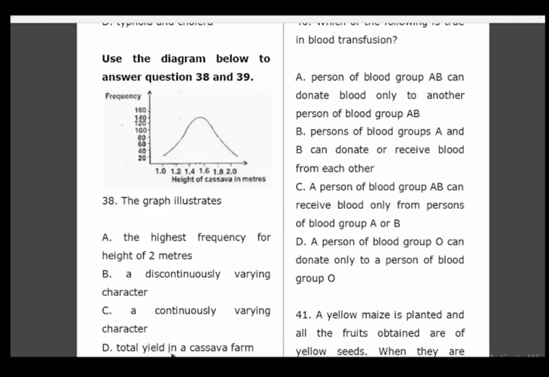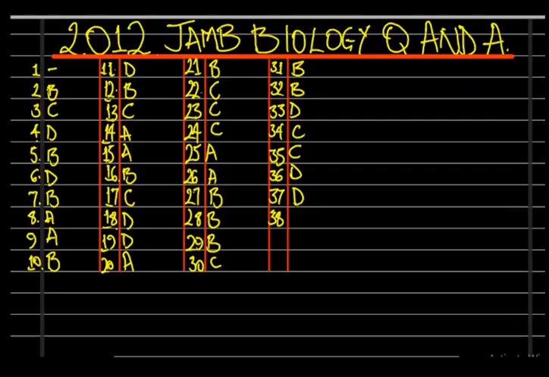It is not showing the yield because what we have there is height of cassava in meters, not the amount of cassava that is being harvested. So it is not option D. So the answer is option C. It is a continuously varying character. So option C. And then we have question 39.